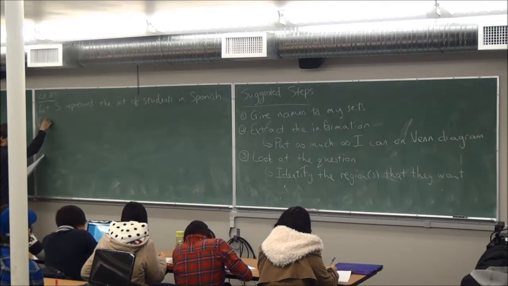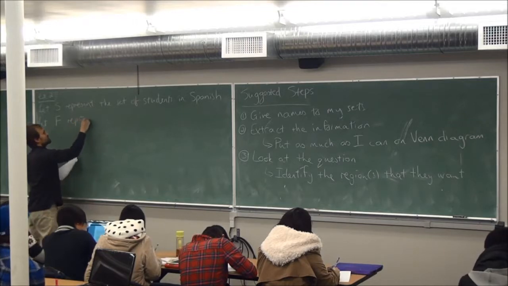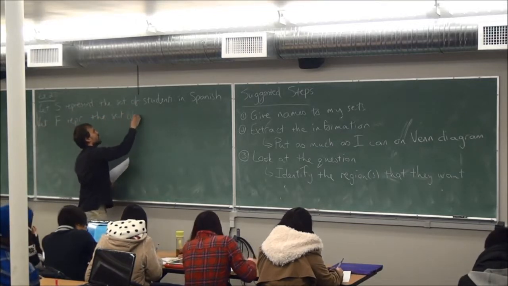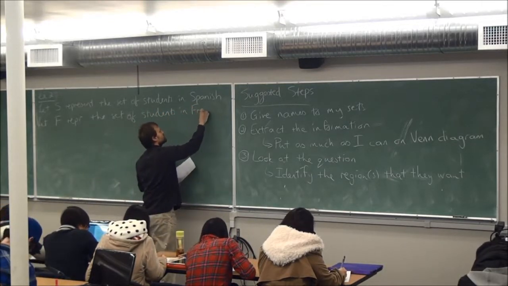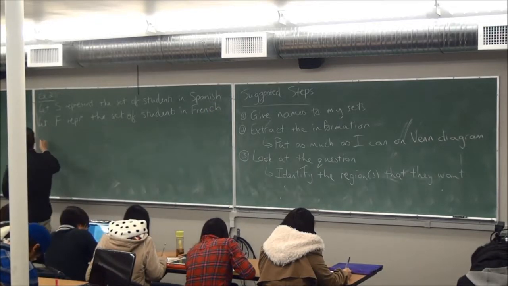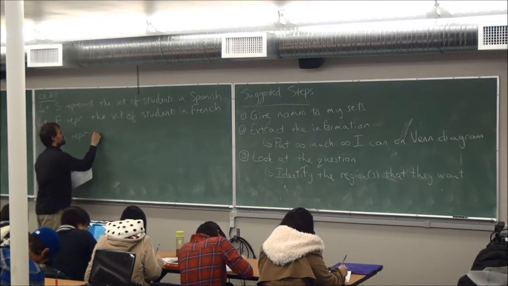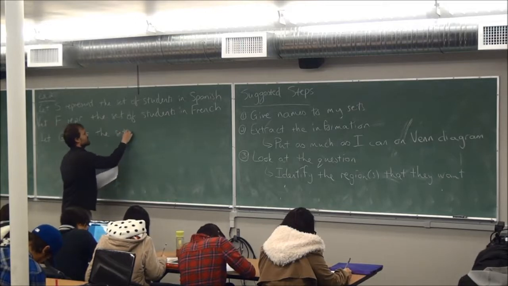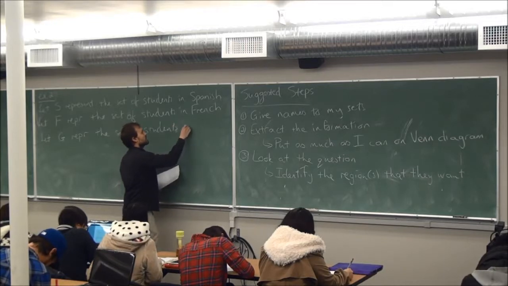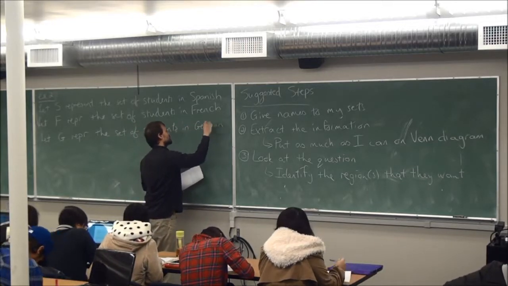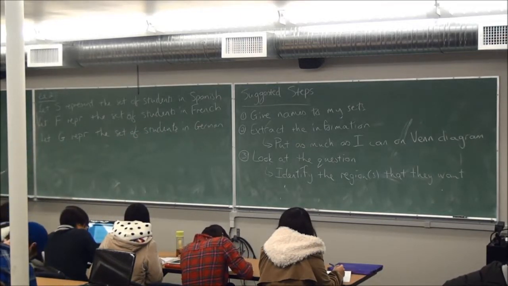Let's say, I'm going to guess F for French. Let F represent the set of students in French. And one more. I guess G for German makes the most sense. Let G represent the set of students in the German class. Just some sort of sentence. It just makes it easier to read. I know you know what you're doing, and everyone is happy.